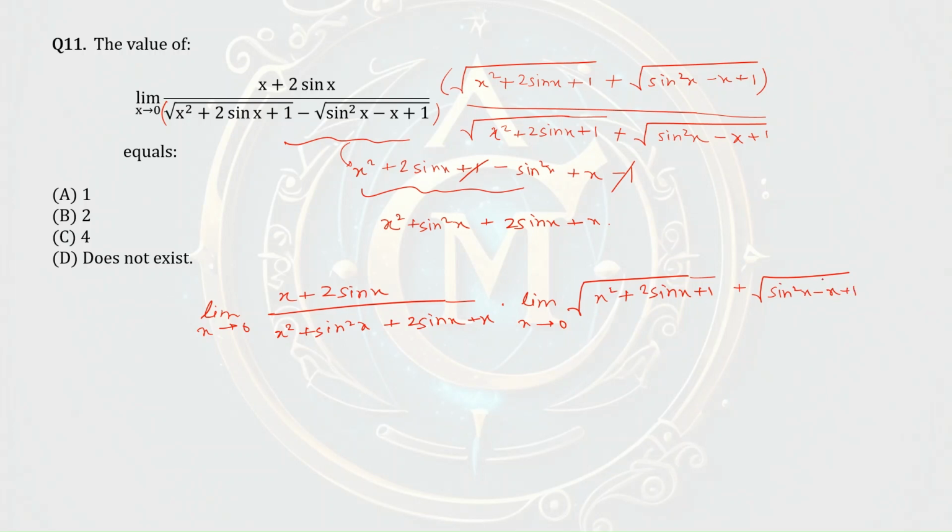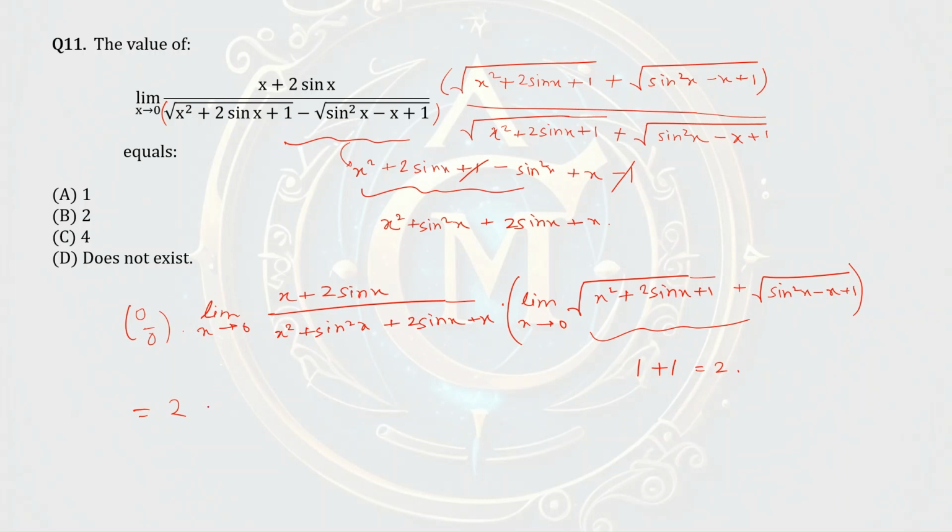Now this part we can evaluate this limit easily. It becomes 1 plus 1. So this becomes 2. That means the overall limit will be 2 times this limit. Now this limit is of the form 0 by 0. You can observe if we tend x to 0, this limit is of the form 0 by 0. So we can apply L'Hopital rule here.